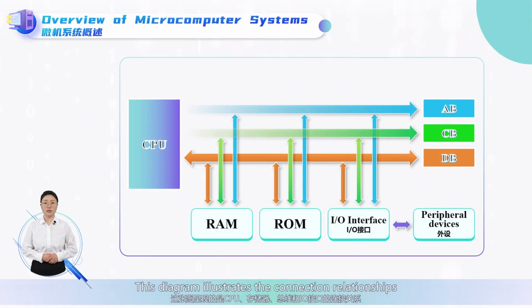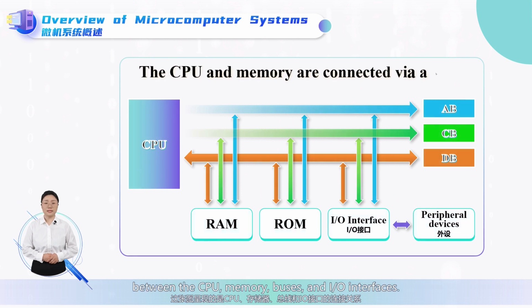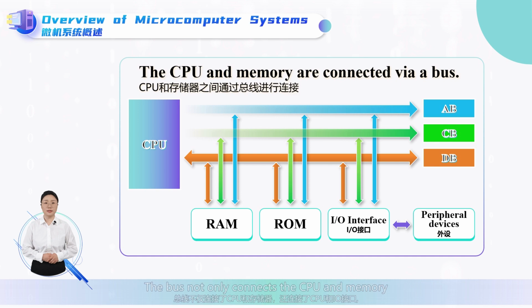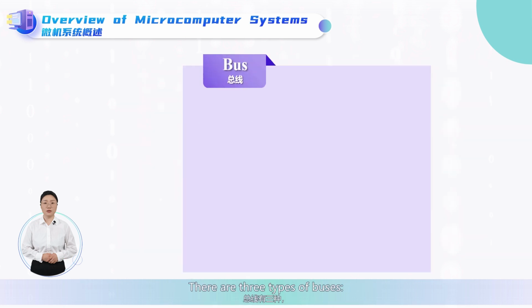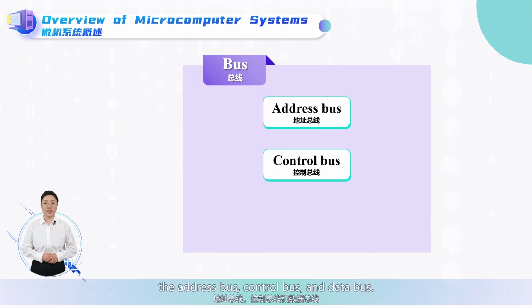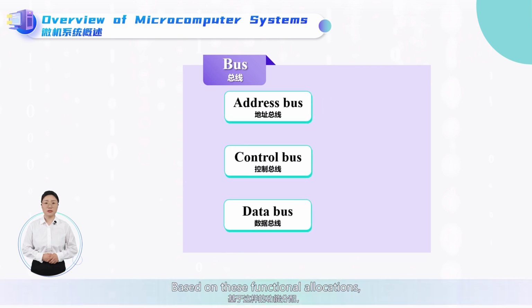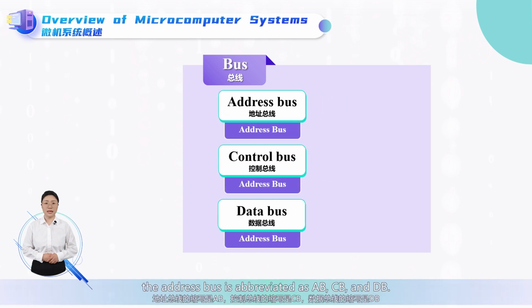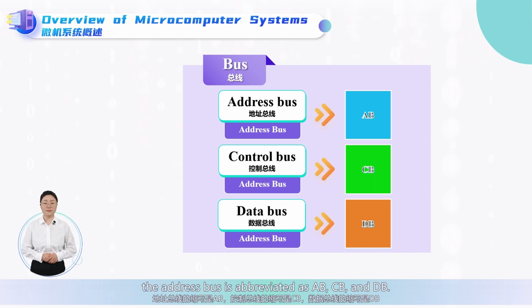This diagram illustrates the connection relationships between the CPU, memory, buses, and I/O interfaces. The bus not only connects the CPU and memory, but also links the CPU and I/O interfaces, enabling communication with external devices. There are three types of buses: the address bus, control bus, and data bus. Based on these functional allocations, they are abbreviated as AB, CB, and DB.